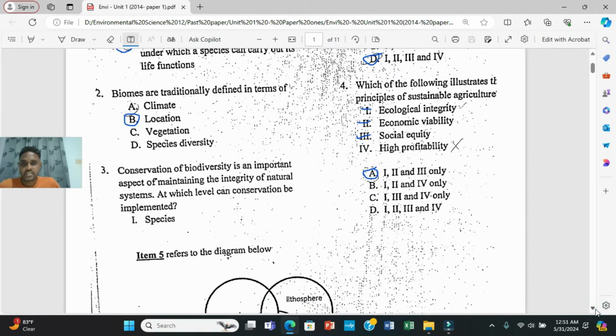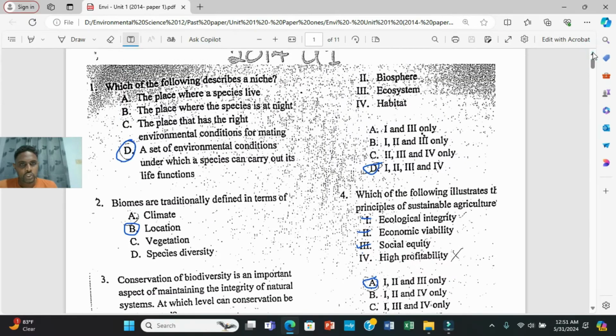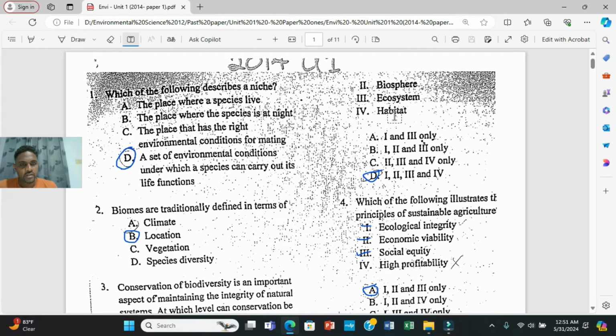All right. Number three, conservation of biodiversity is an important aspect of maintaining the integrity of natural systems. At which levels can conservation be implemented? We have 1 species, 2 biosphere, 3 ecosystem, and 4 habitat. Now the answer is D, all 4 of them.